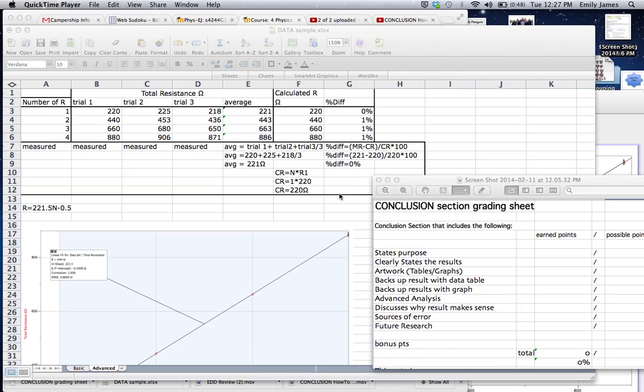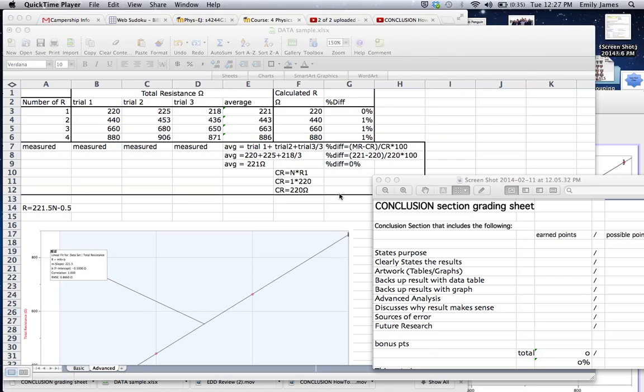This is going to be a more general video to just talk to you about what the different components are and how they're graded. And I'm going to use the series data from the Rtot lab to illustrate. In subsequent videos, I will do both a screencast and a written conclusion for the total resistance lab.